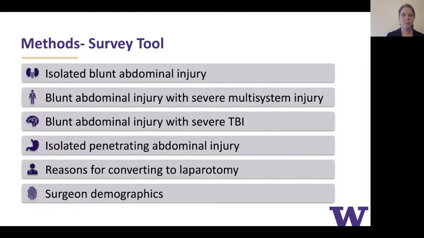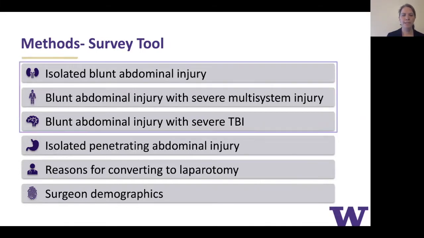We created a survey tool of 5 clinical scenarios of a 9-year-old hemodynamically stable boy with abdominal injury. For sake of time, I'll focus on the first 3 scenarios, which were isolated blunt abdominal injury, blunt abdominal injury with severe multi-system injury, and blunt abdominal injury with severe TBI. For each scenario, surgeons were asked to choose between observation, diagnostic laparoscopy, and exploratory laparotomy.